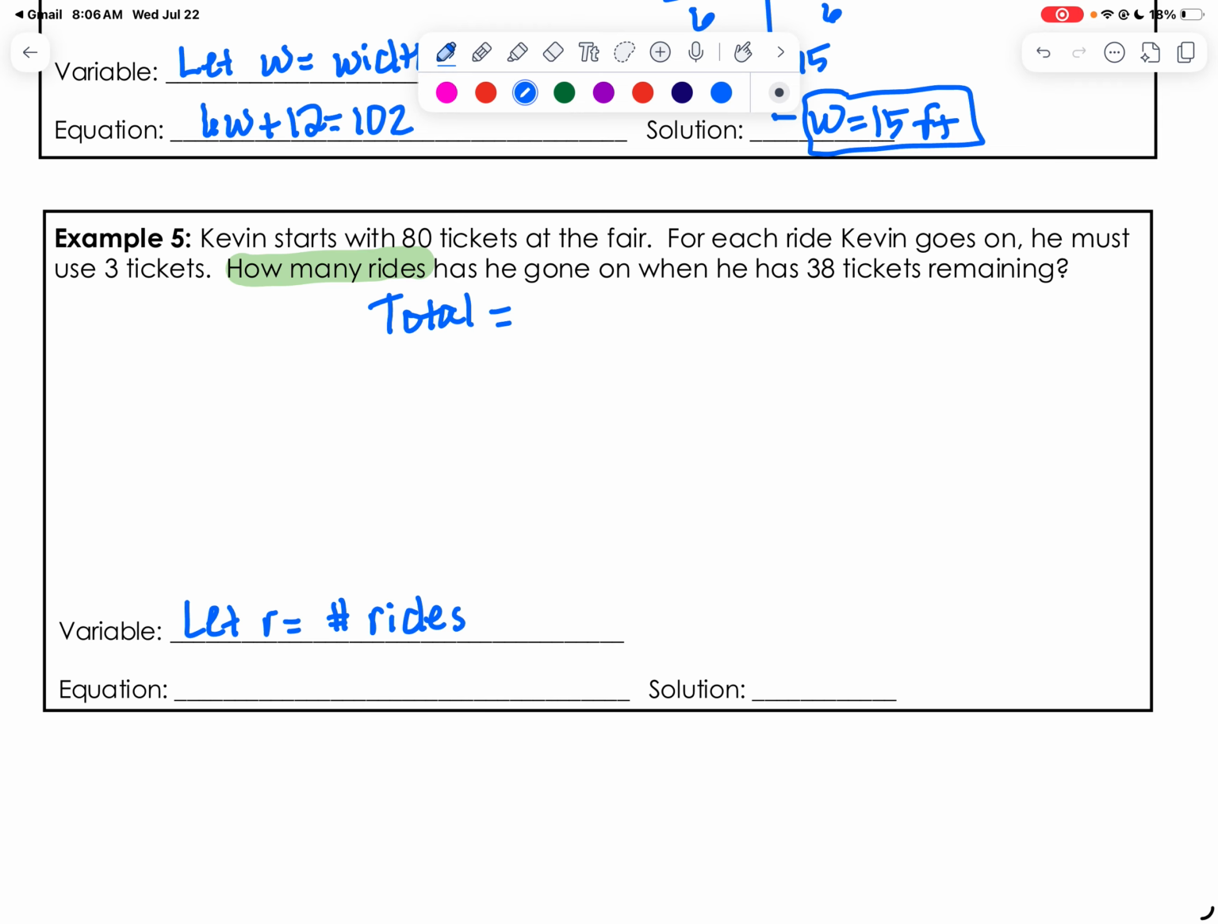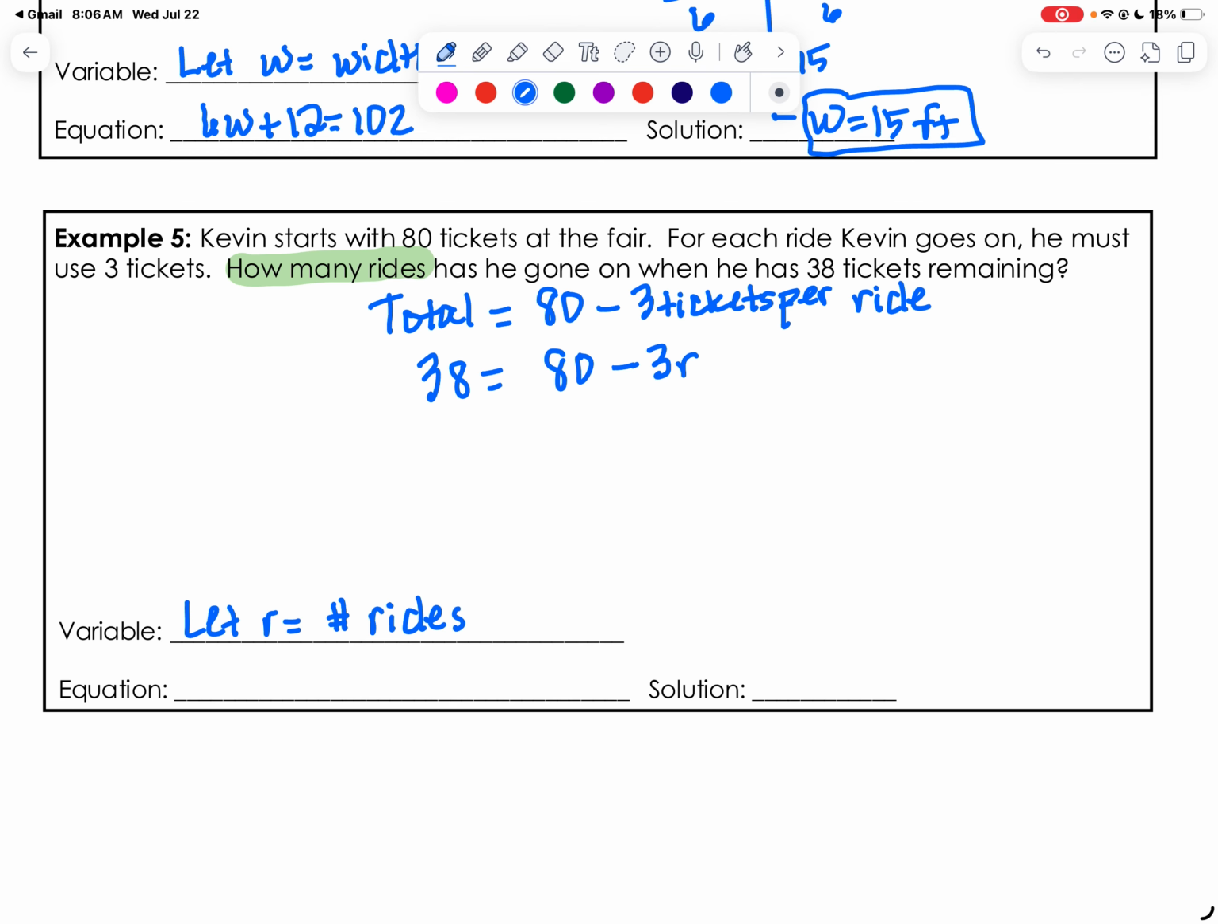So here, the total tickets is equal to, he's got, originally he had 80, and then he uses 3 tickets. So he's using them up. So I'm going to subtract 3 tickets per ride. He's using 3 tickets per ride. So his total remaining tickets is 38. And then it's 80 minus 3 per ride. So 38 equals 80 tickets minus 3 per ride.